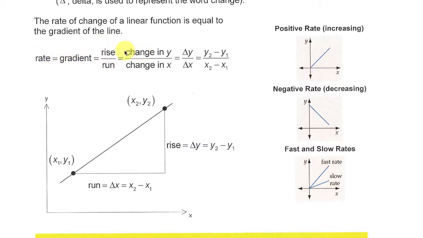We look at that as being the change in the y quantity over the change in the x quantity. And we sometimes write it like this, delta y over delta x. So it's that little triangle which is in the Greek alphabet representing delta, just means change. You'll see that a lot.